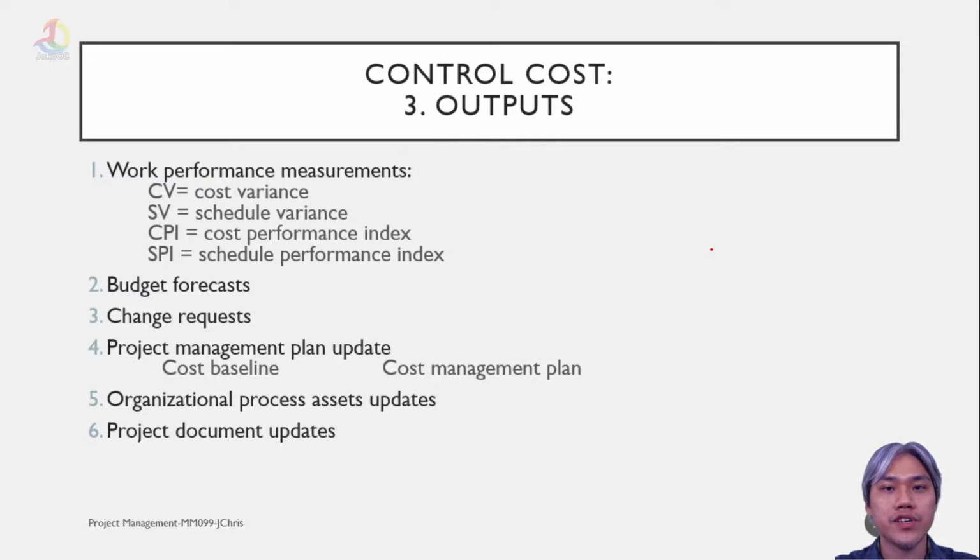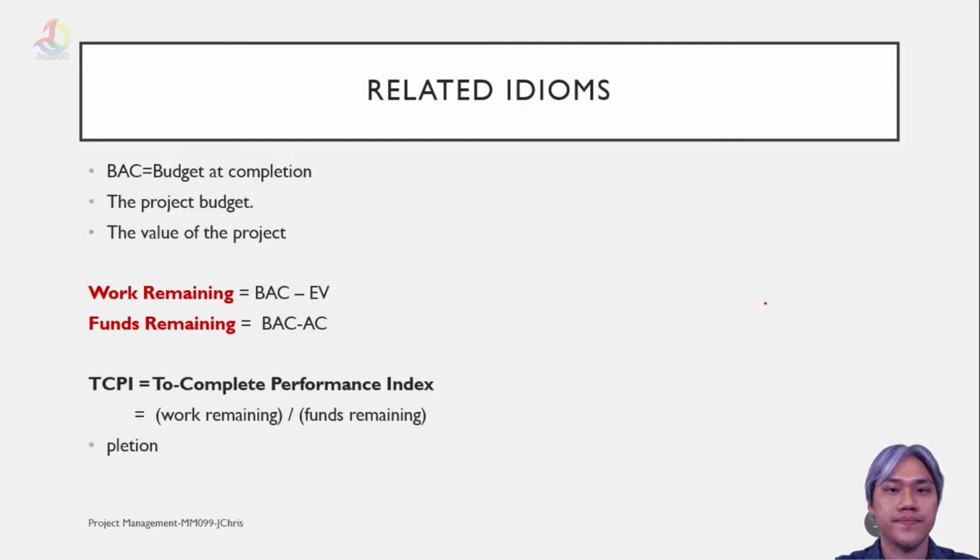Now, the outputs of control cost are cost variance, schedule variance, cost performance index, and schedule performance index. That is the work performance measurements. Also, the outputs are budget forecasts, change requests, project management plan updates, which include the cost baseline and cost management plan, organizational process assets updates, and project documents updates.